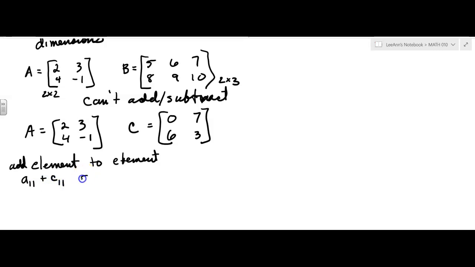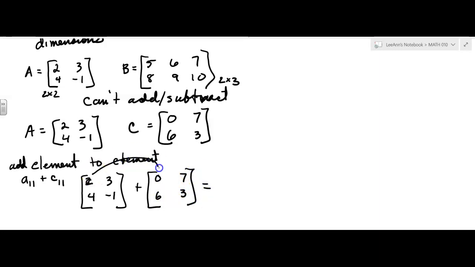Okay, so one way we write this is we just copy down the matrices. You could write it like this. There's a lot of copy work with matrices. Anyway, I'm going to add the 2 and the 0, so that will be 2. Then I'm going to add the 3 and the 7, that'll be 10. Then I'm going to add the 4 and the 6, that'll be 10. And then I'm going to add, let's do it in orange, -1 and 3, which would be 2. So there's my new matrix, and those are the elements in it. And that would be A plus C.